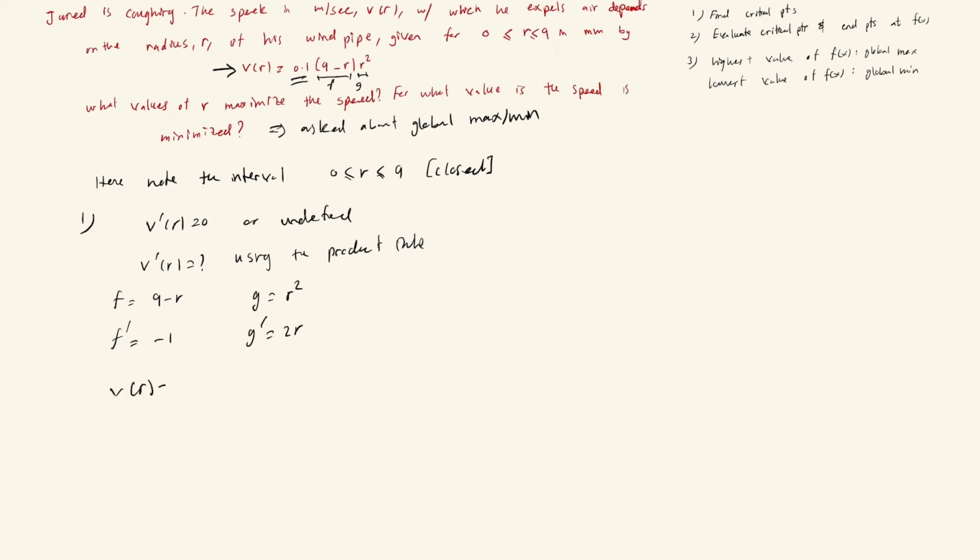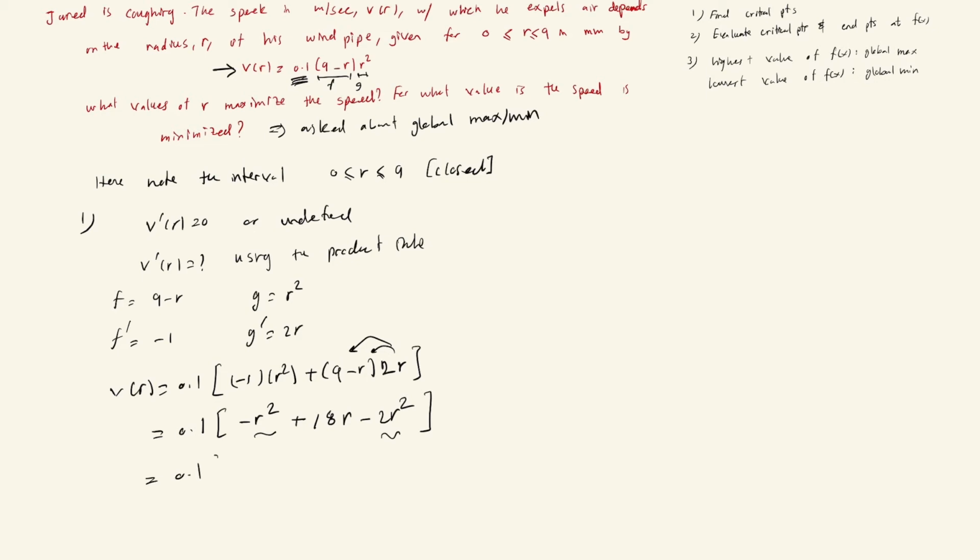So v prime of r is going to be, don't forget the 0.1 first, and then the product rule: minus 1 multiplied by r squared, plus 9 minus r multiplied by 2r. Now we can simplify this term, so it's going to be minus r squared. Then I'm going to distribute 2r inside the parentheses. It's going to be plus 18r and then minus 2r squared. Notice here r squared is a similar term, so I'm going to combine these. It's going to be minus 3r squared plus 18r.